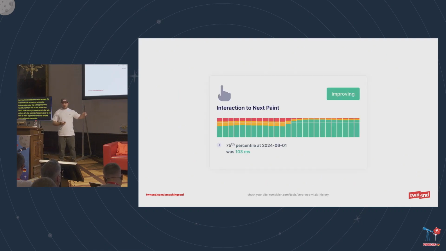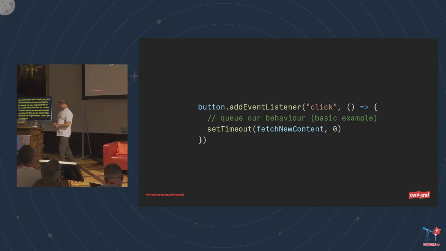This is on a recent client website where we relaunched and got their INP from almost in the poor section well into the green section. It wasn't quite 100 milliseconds, which was what I was aiming for, but 103 I'll take. So the easiest thing to do is just delay processing any of your interactions.